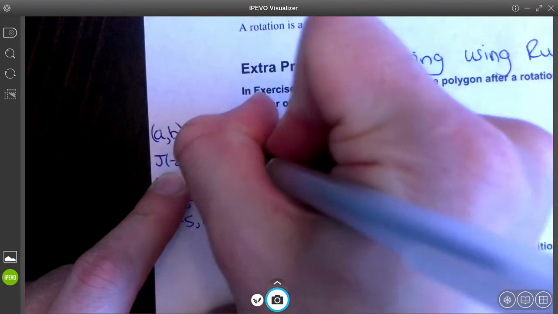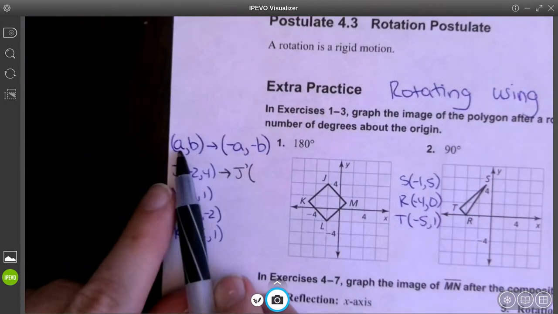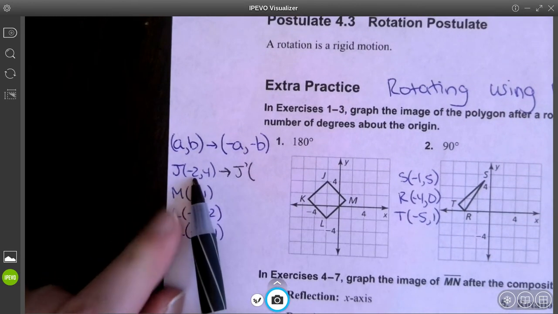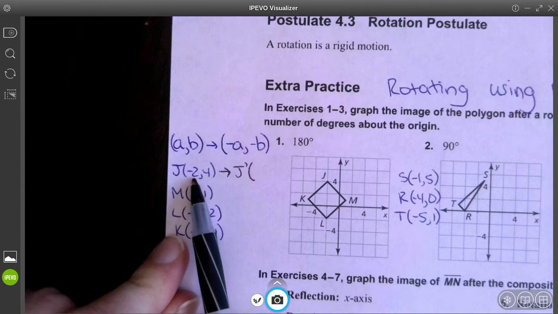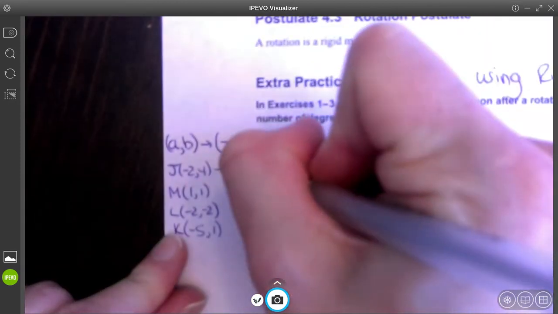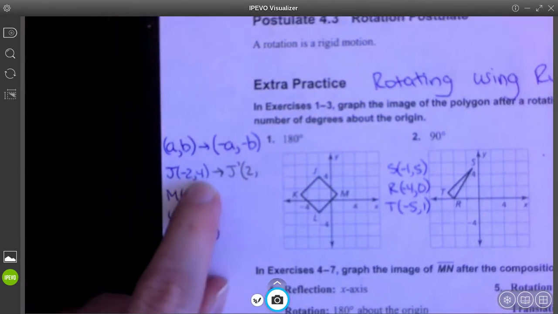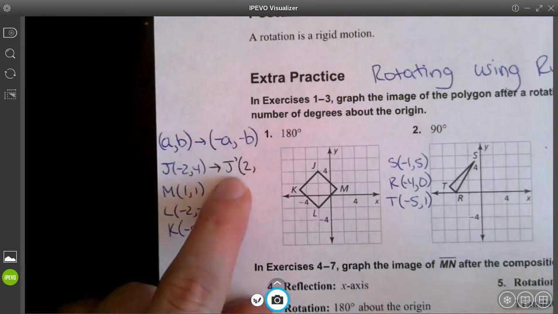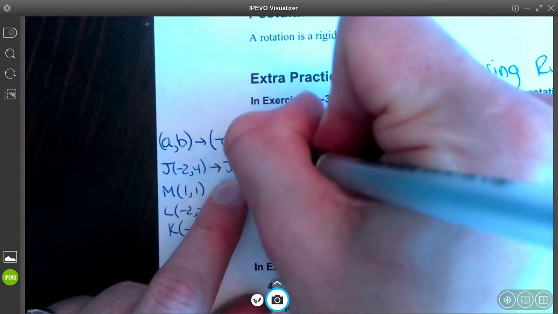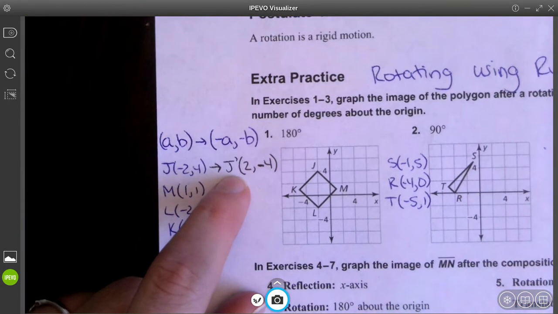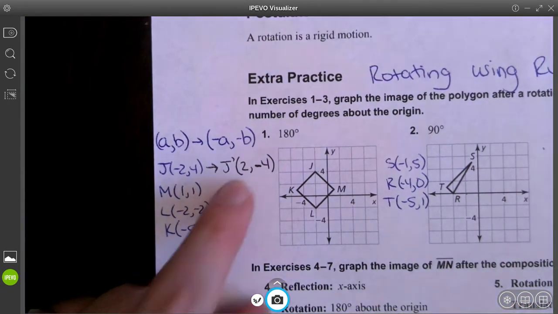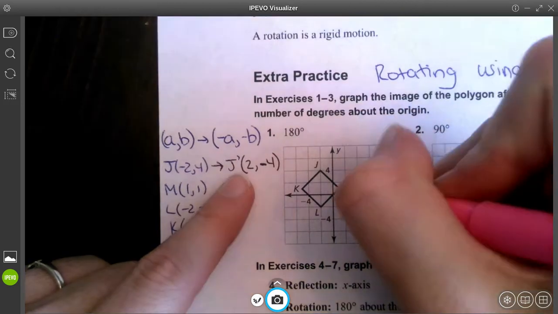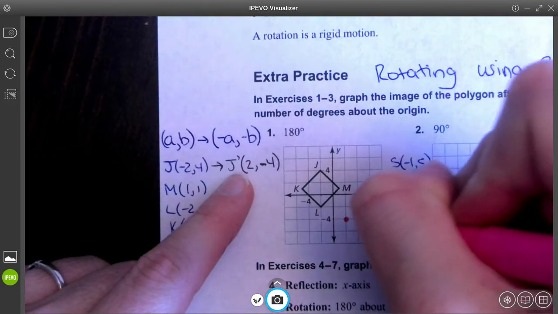So J prime, all I have to do is take the opposite of what the X and Y coordinates are. So the X coordinate of J was -2. The opposite of -2 is +2. The Y coordinate of J is +4. So the Y coordinate of J prime will be -4. I'm going to go ahead and graph that on my coordinate plane. Watch out, this graph counts by 2's. So J prime is located at +2, -4.